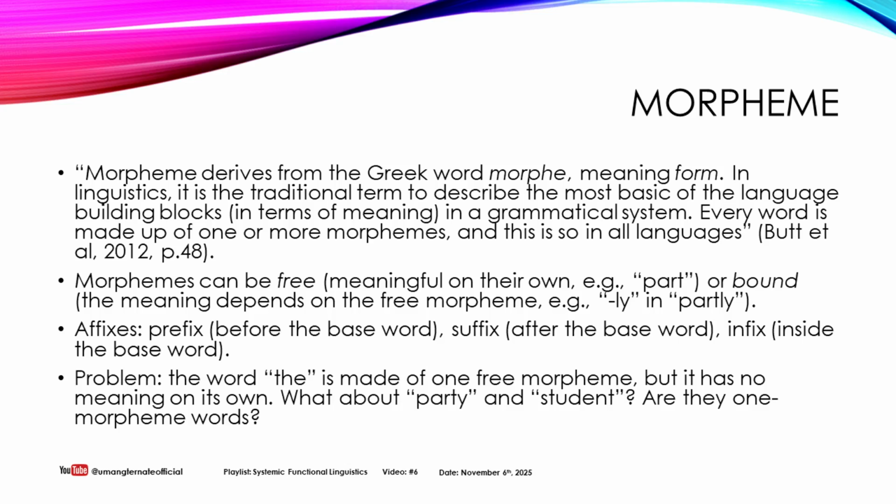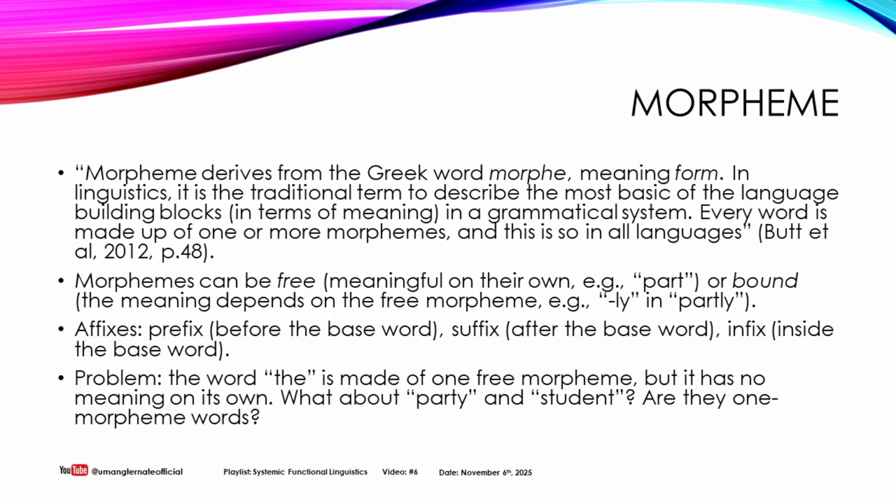Moving forward, morphemes can be free or bound. A morpheme is called free if it is meaningful on its own, like the word part. While in the word partly, the suffix ly is called a bound morpheme because its meaning depends on the free morpheme where it is attached. Okay? Bound morphemes are usually used as affixes.